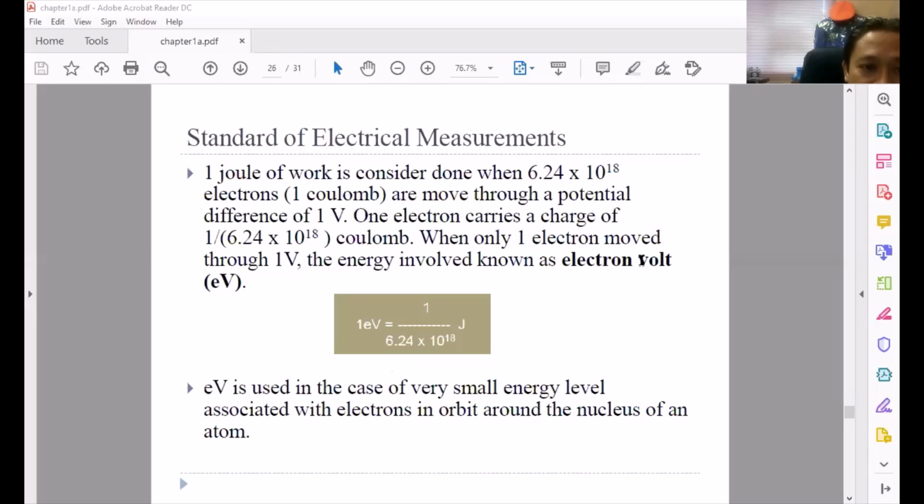Next will be the voltage standard. All right, so I will skip this one.